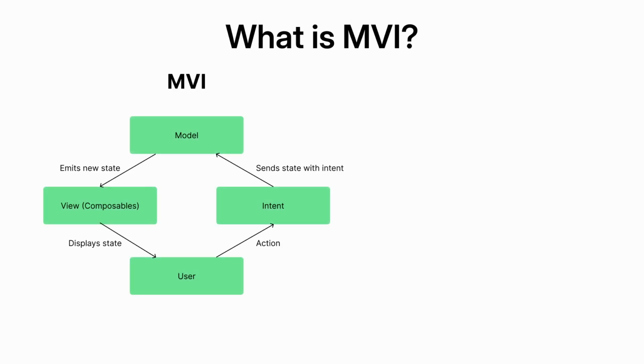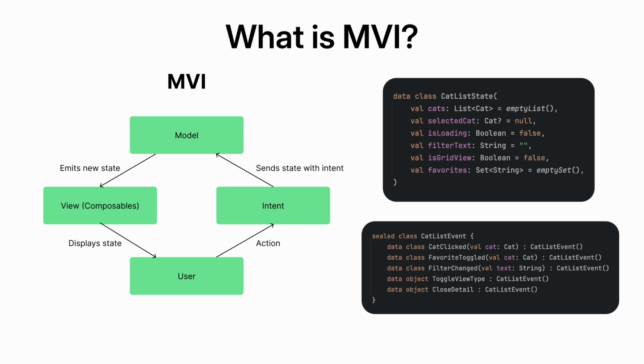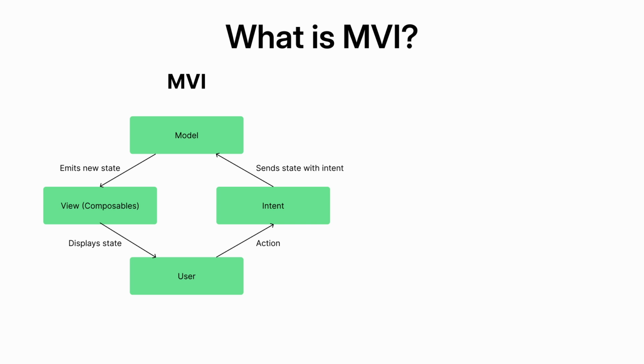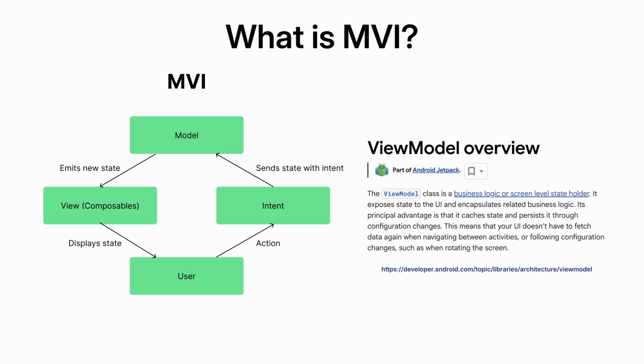MVI stands for Model View Intent. It's a unidirectional architecture where the UI is driven entirely by a single state object, and all user actions are performed through events. The reducer, in this case our view model, updates the state based on these events. Although MVI isn't tied to Android's view model, we're still going to use it. This is because Android's view model gives us lifecycle awareness, state survival across configuration changes, and we also get access to a coroutine scope tied to its lifecycle.